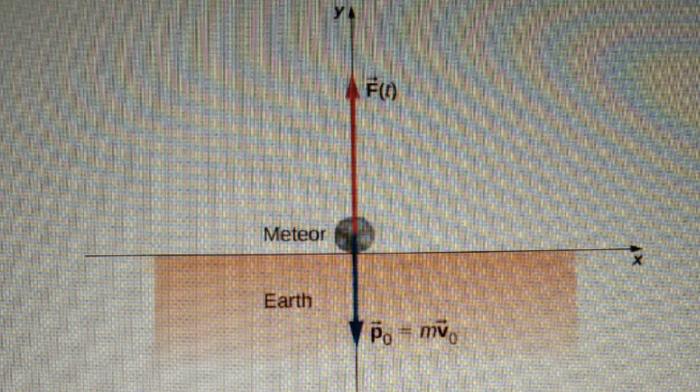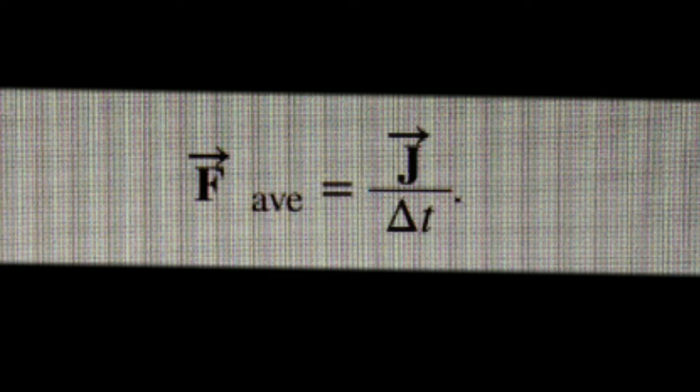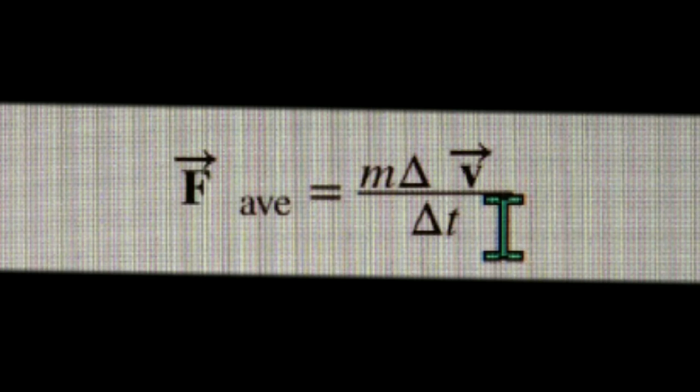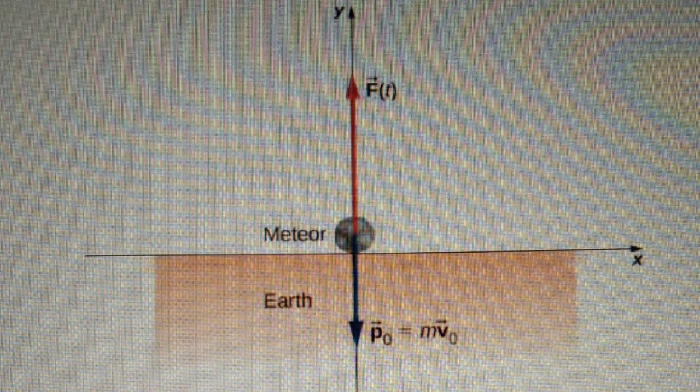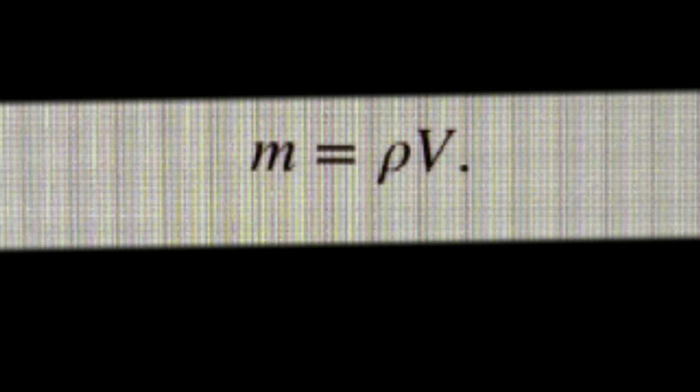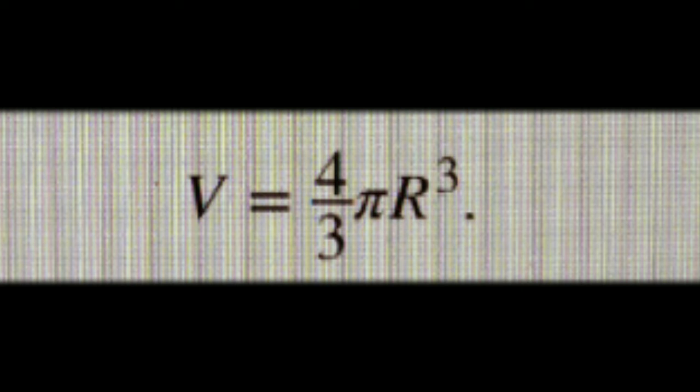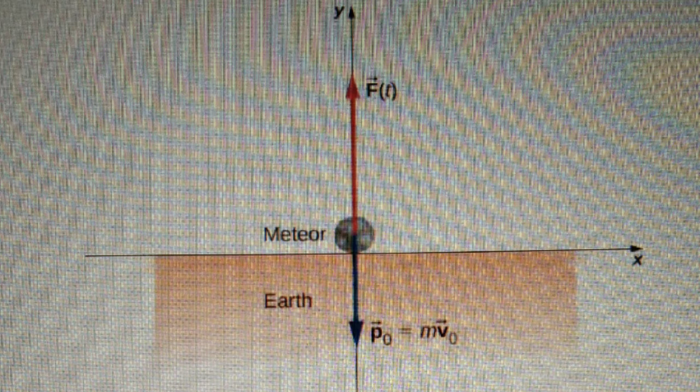The average force during the impact is related to the impulse by equation 9.6. So we have the mass is equal to the product of the meteor's density and its volume. If we guess that the meteor was roughly spherical, we have, thus we obtain.